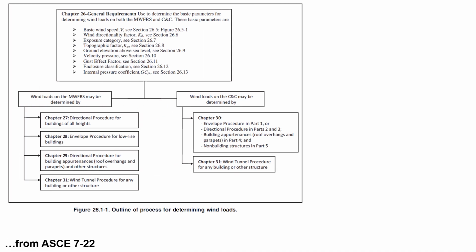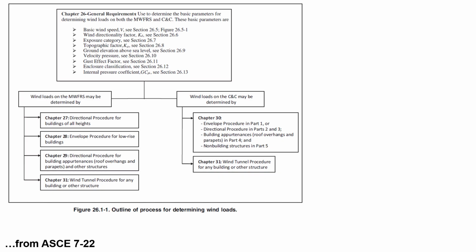There is a flowchart in Chapter 26, Figure 26.1-1, that outlines the process for determining wind loads. This flowchart is quite useful for engineers who are new to the wind load provisions in ASCE 7. As you can see on the flowchart shown in this slide, the determination of wind loads typically starts in Chapter 26, regardless of the type of structure being considered.